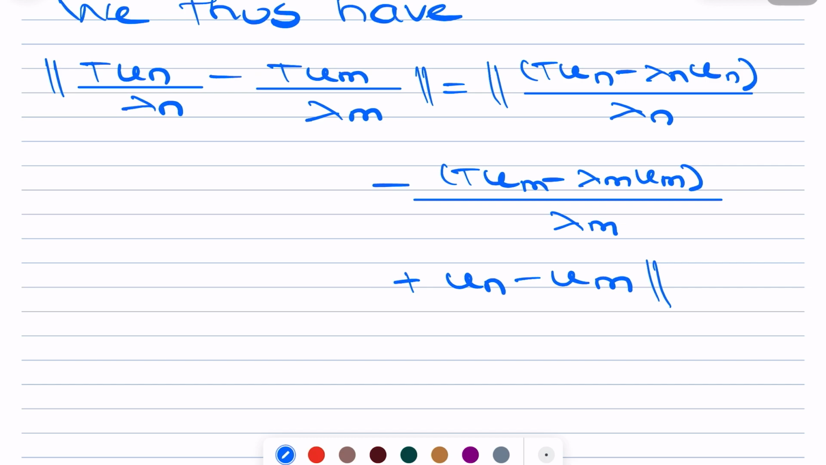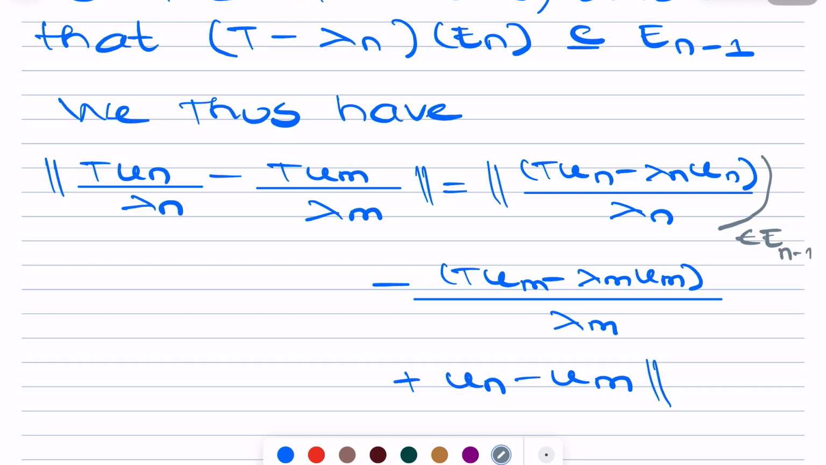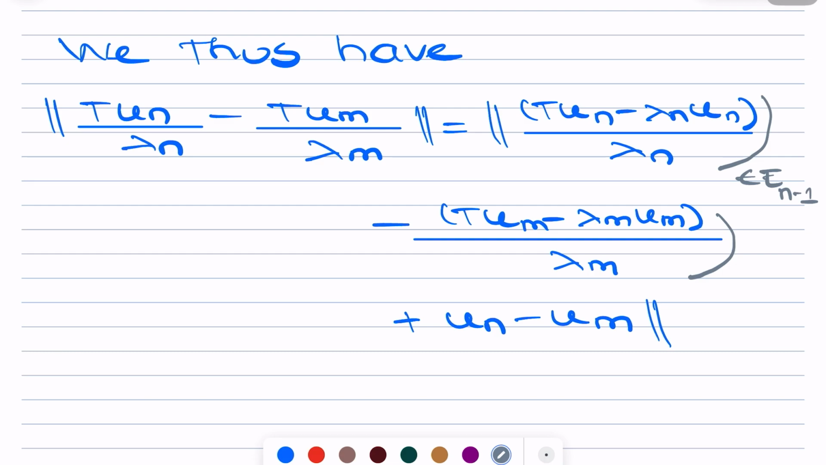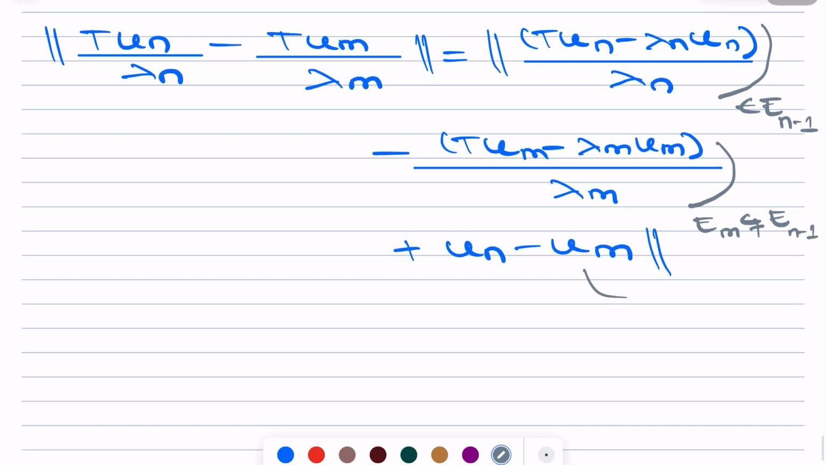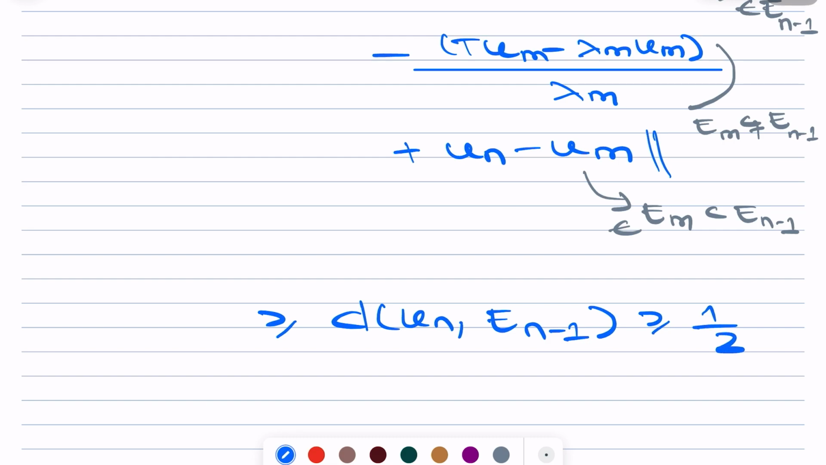Okay, now observe that this is an element of En minus 1, right? This one is an element of Em, which is actually strictly contained in En minus 1. And this is obviously an element of Em, which is again contained in En minus 1. So this norm is greater or equal than the distance of un to En minus 1, and this is greater or equal than 1 over 2, by our Riesz theorem.